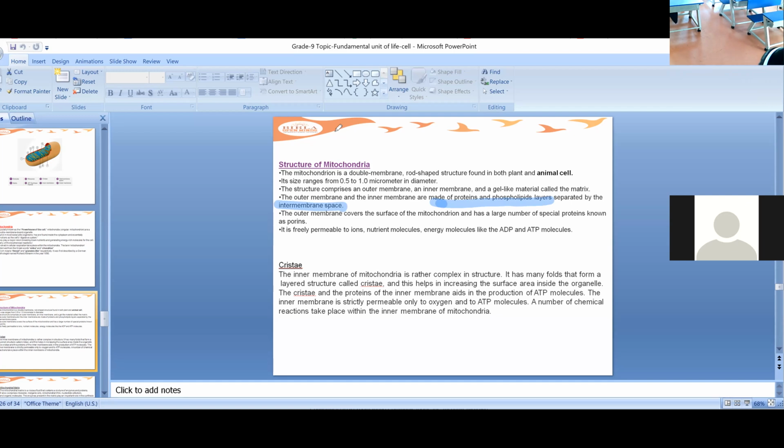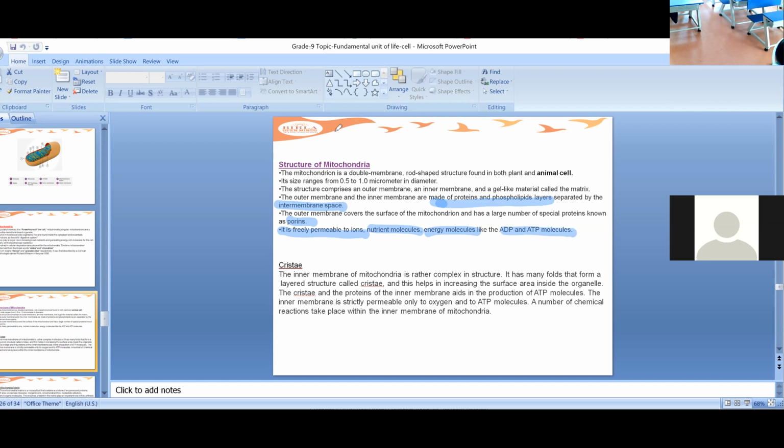The outer membrane covers the mitochondria and has a large number of special proteins known as porins. These are the special proteins which make up the outer membrane of the mitochondria. It is freely permeable to ions. Ions can get in and out freely because it must supply the energy, isn't it? So because of that, it is freely permeable to ions, nutrient molecules, and energy molecules like ADP and ATP molecules.